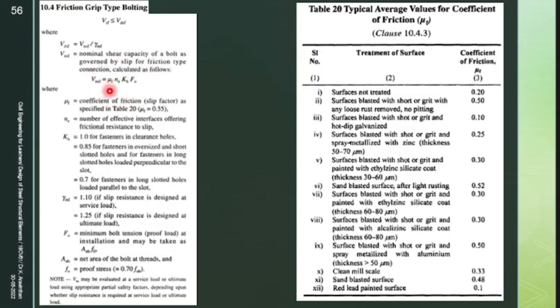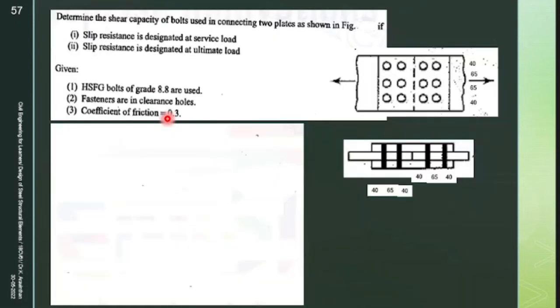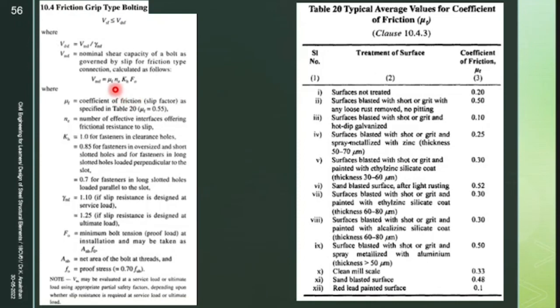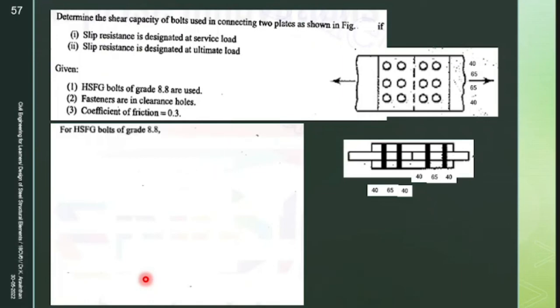Now what are all the components which are unknown here? You know mu, what they have given? 0.3. And what is NE? Number of effective interfaces. So how many interfaces will be here? Two interfaces. So this is the one face and another face. Now this component is known to you, and what is KB? KB they have given as 1, which is there in fasteners are in clearance holes. Now what is F? What is the formula? AN into F naught. So how to find F naught?